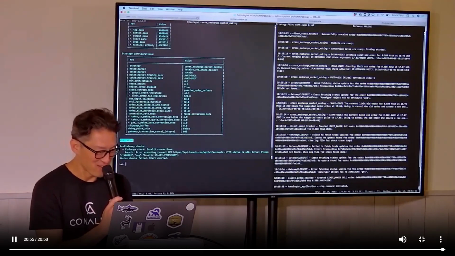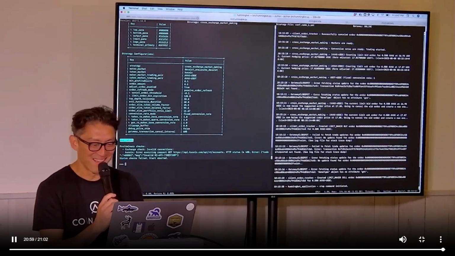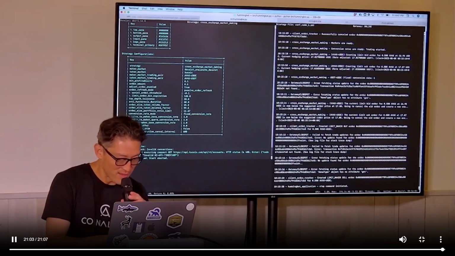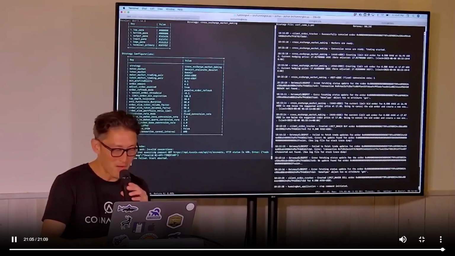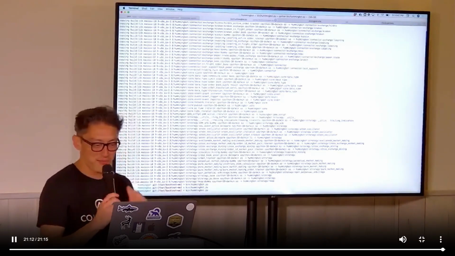Let's see. Okay, so error. That's not a good status check. Okay, so it can't connect to the KuCoin API, which is not good. Invalid. Okay, all right. Let me try restarting Hummingbot, because I think I started this before I did my phone Wi-Fi. So let me start it again, and we'll try that from scratch.